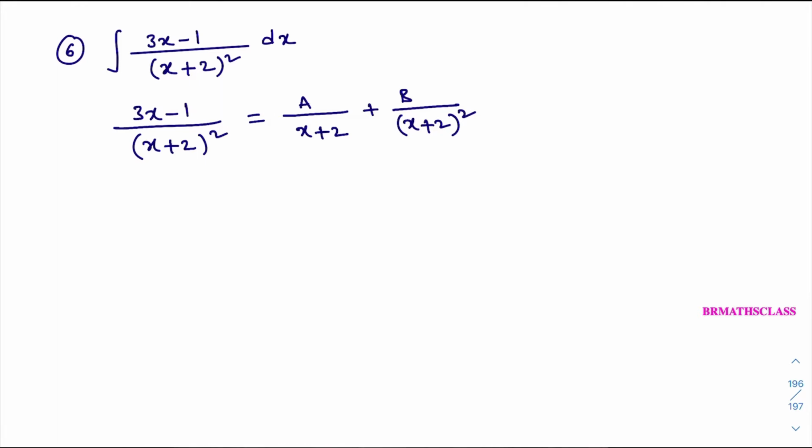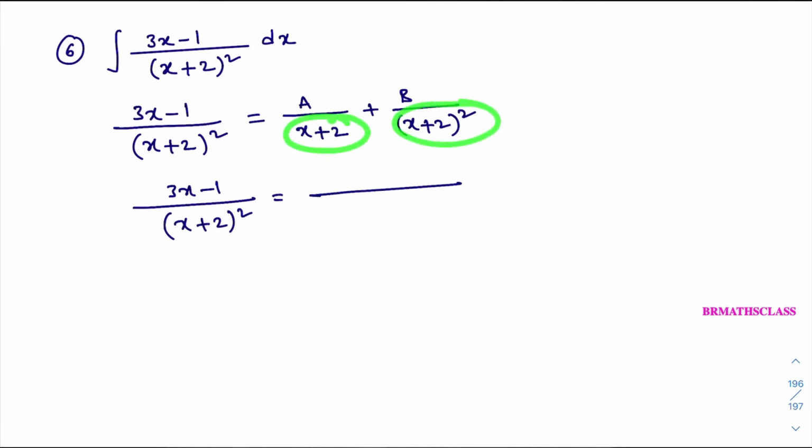Now, what do I want to find? I want to find the values of a and b. For that, a little bit of simplification I will do. 3x minus 1 divided by x plus 2 whole square equals, you observe this right hand side, what LCM will you get here? The LCM of x plus 2 whole square and x plus 2 is x plus 2 whole square. In this, x plus 2 how many times? X plus 2 into x plus 2 is x plus 2 whole square.